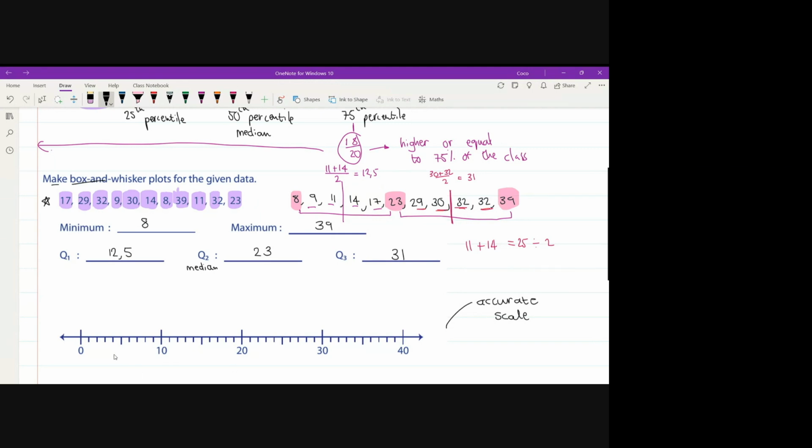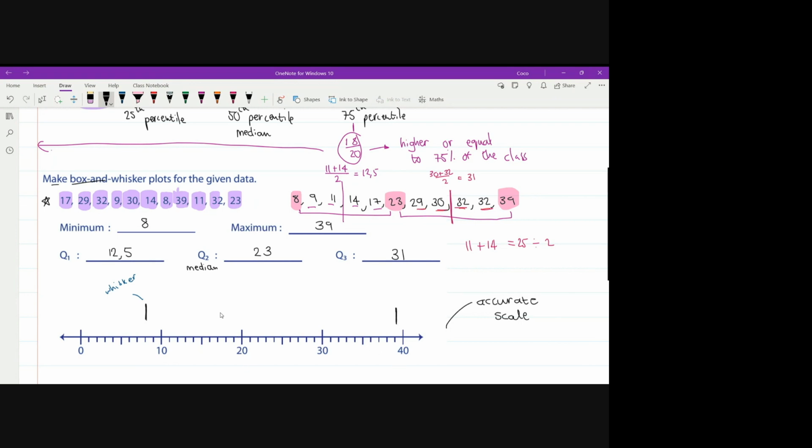If you look at the scale we've been given here, they've made sure to space it out properly from 0 to 40. And that's something you're going to be required to do. And I'll show you why. If we plot the minimum value, we're going to go to the number 8 on our graph and draw a line, just a line. That's a whisker. Then we take our maximum value and draw the other whisker on the other side, over here at 39. That's our minimum and our maximum value.